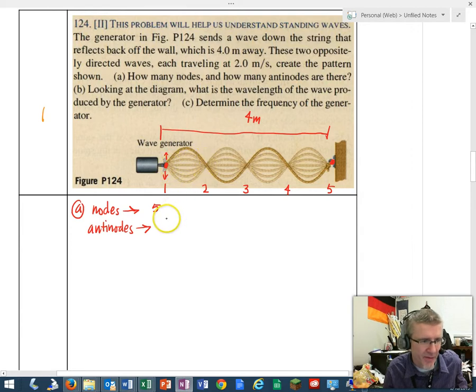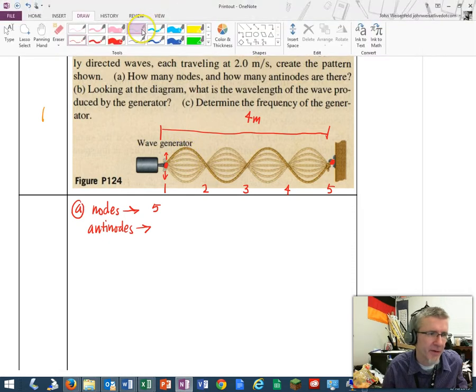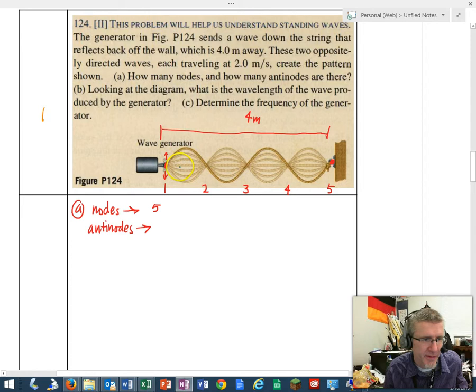And then antinodes are where, I could do it in a different color. Antinodes are where things are very exciting. So maximum amplitude. So 1, 2, 3, 4. 4 antinodes. What is the wavelength of the wave produced by the generator?